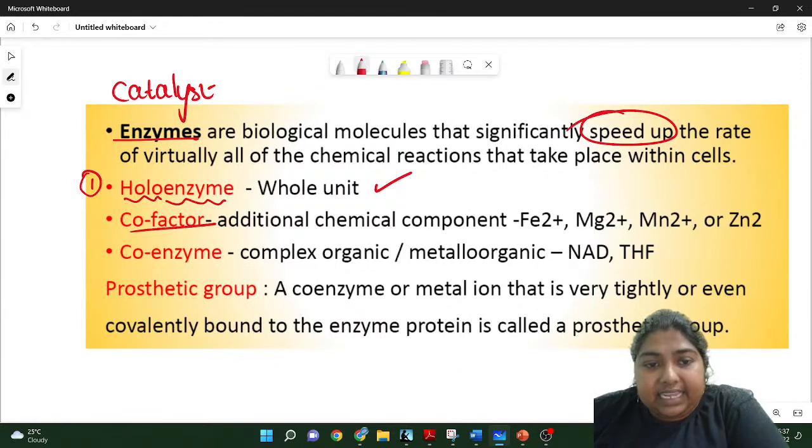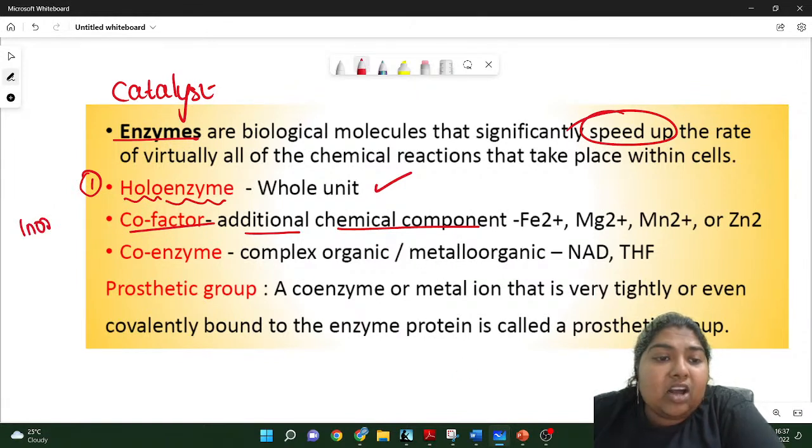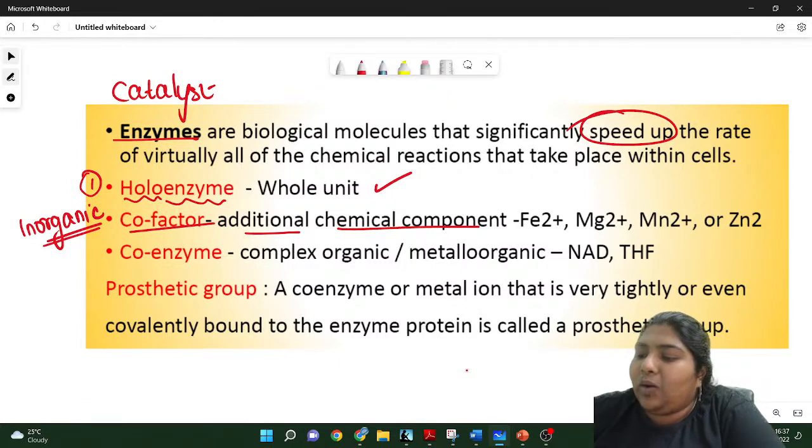Next keyword is cofactor. So what does this cofactor indicate? Cofactor tells us about the additional chemical component alone. It is basically an inorganic element. Yes, it is going to include only the inorganic elements. It is not at all going to include any of the other things.